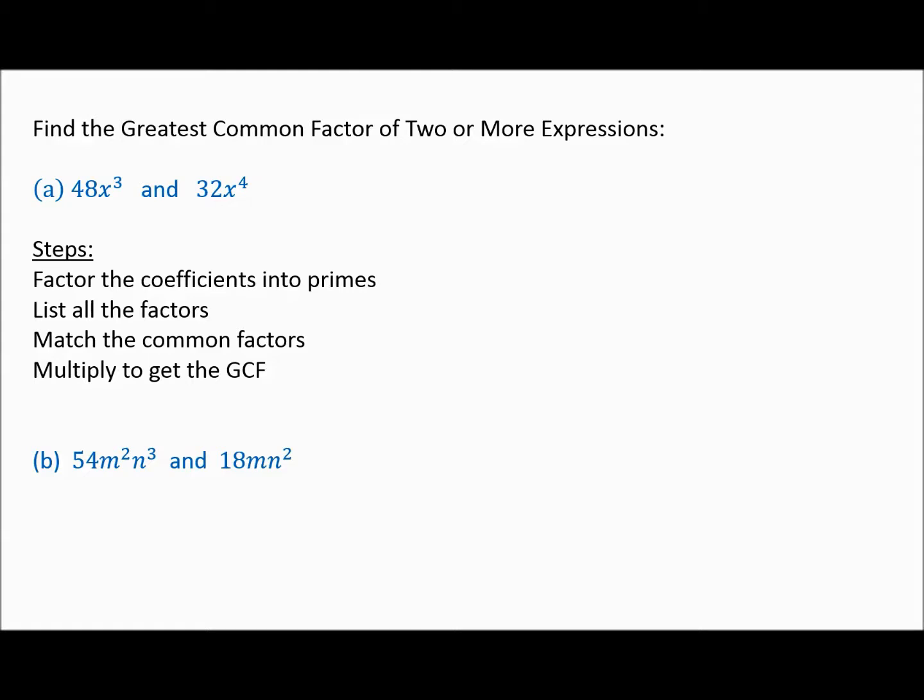So we've got a problem here: 48x to the third along with 32x to the fourth. We're going to consider these as two separate terms, and what we want to do is find the greatest common factor. Greatest common factor really means a number and variables that divide into both expressions evenly, and you want to pick the largest common factor. To do this, we're going to factor the coefficients into primes.